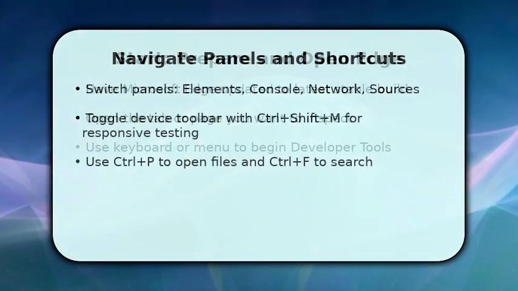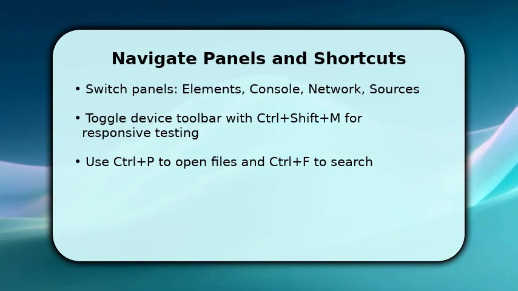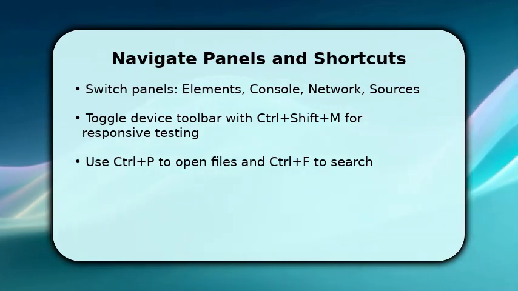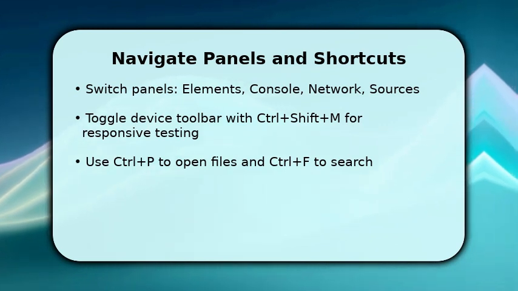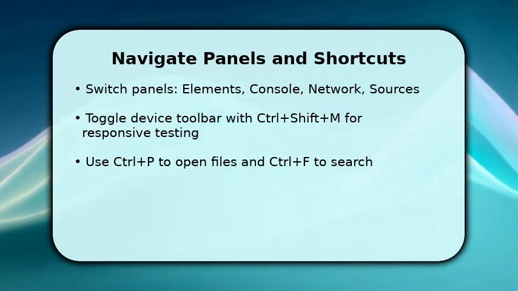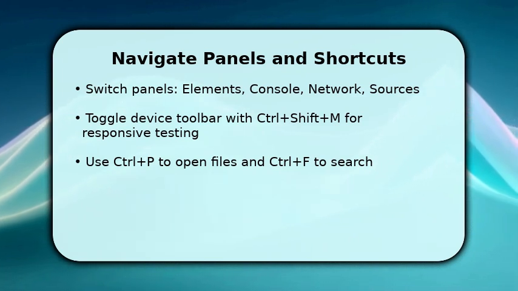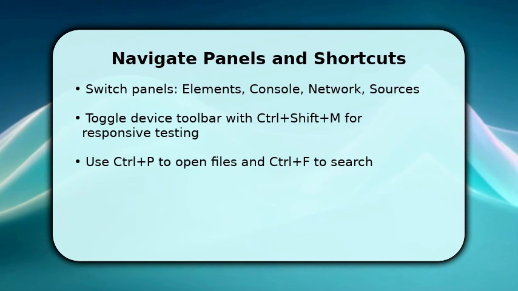Once the panel is open, you'll move through the interface. Click Elements to inspect HTML and CSS, or press ESC to reveal the console drawer for logs. Use Ctrl plus Shift plus M to toggle device emulation and test different screen sizes. This simulates touch and network throttling.